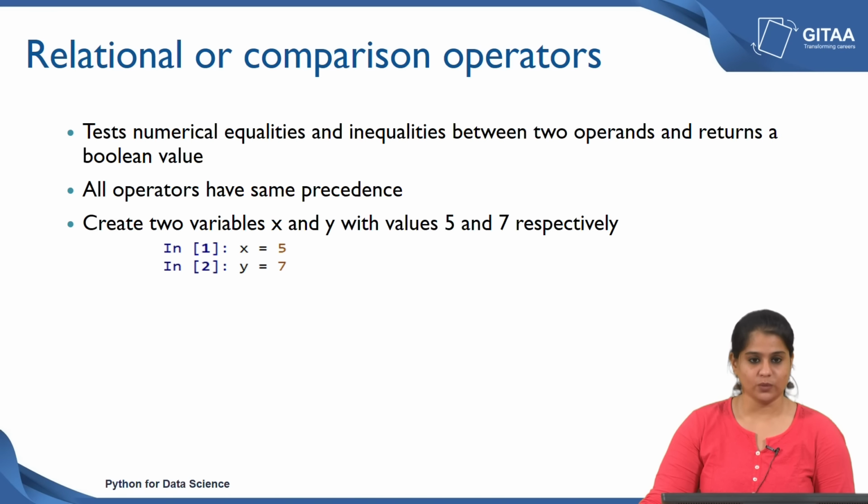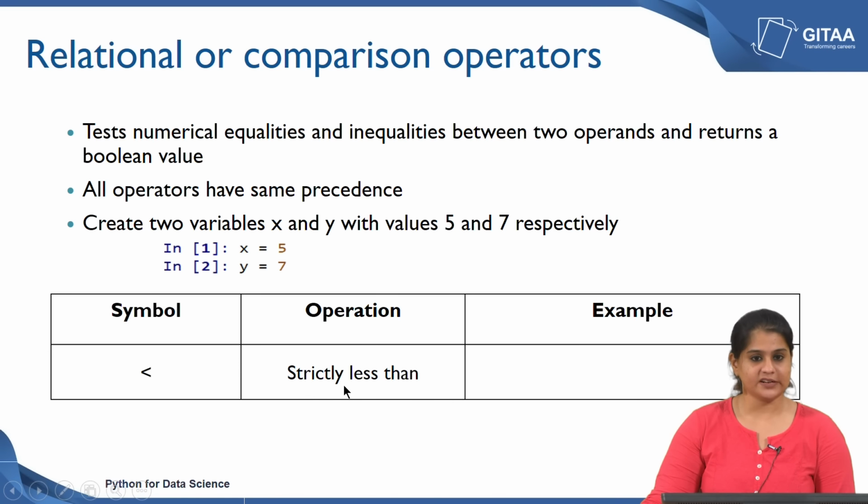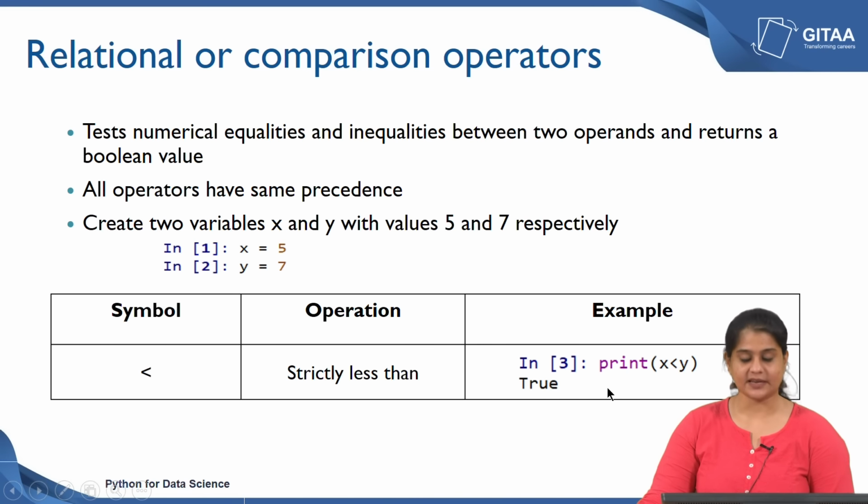So, let us create two variables x and y. I am assigning a value of 5 to x and 7 to y. The first relational operation is the strictly less than operation. It is denoted by the angle operator with its tip towards the left. So, let us take an example and see how this operator works.